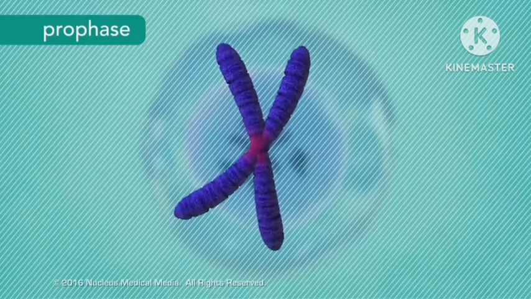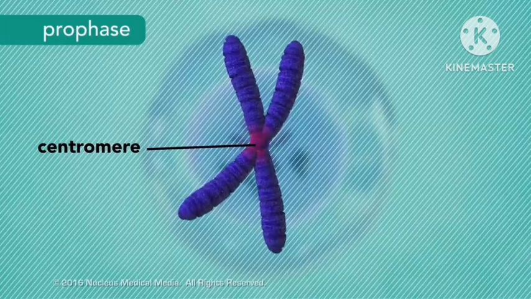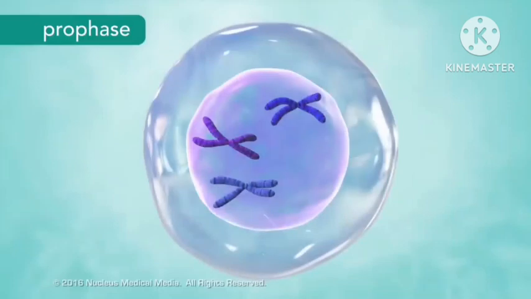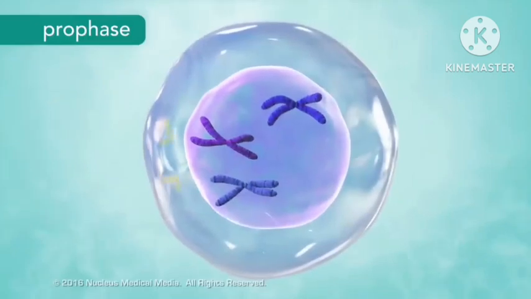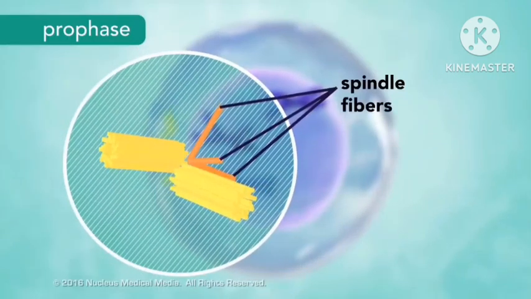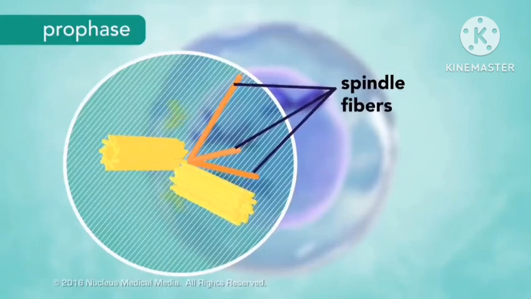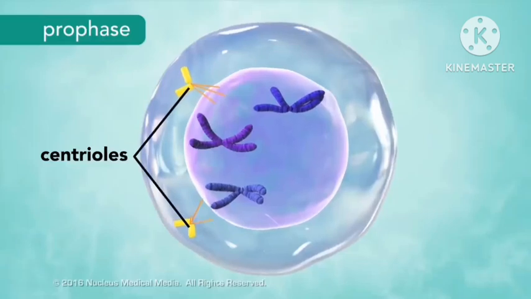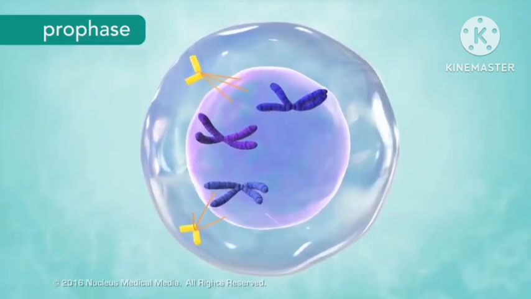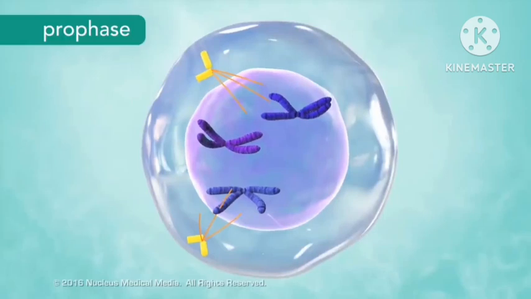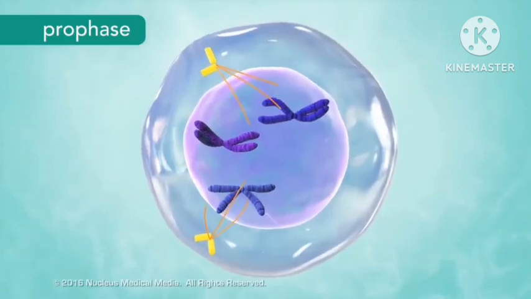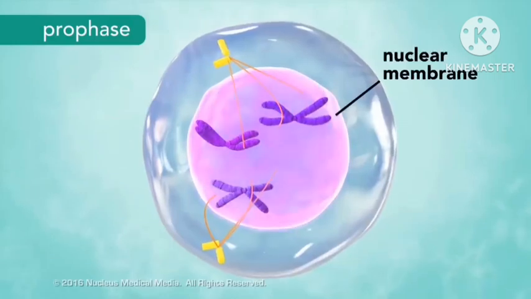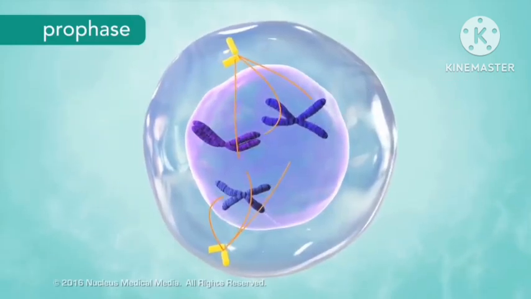In the center of each chromosome, a centromere attaches the sister chromatids together. Meanwhile, in the cytoplasm, microtubules, known as spindle fibers, begin to fan out from 2 sets of paired structures, called centrioles. The spindle fibers elongate as the centrioles begin moving to opposite sides or poles of the cell. While this is happening, the nuclear membrane surrounding the nucleus disappears.